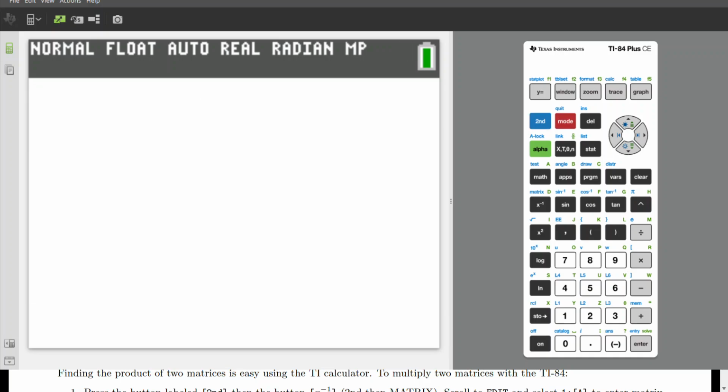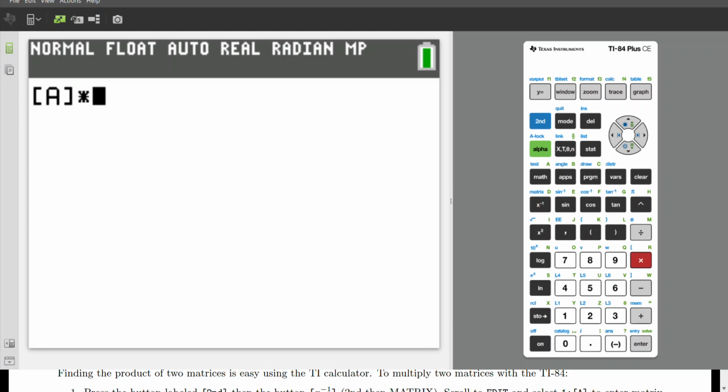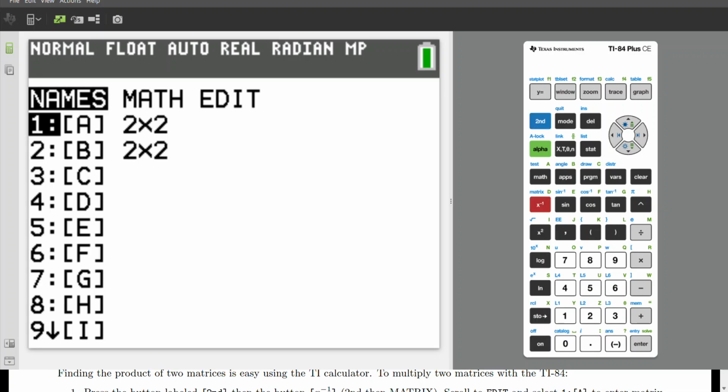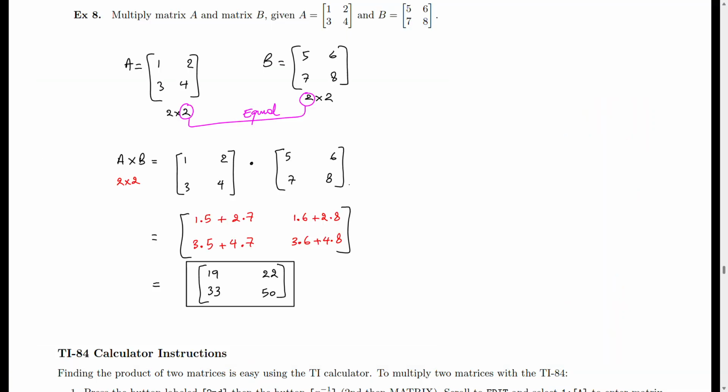So back on the main screen, I want to tell the calculator to multiply the matrices A and B for me. So what do I do? I go second matrix, but this time we won't move left or right. We will just put 1 for the matrix A, times, then again we enter the matrix menu, and then put 2 for matrix B. And then just click enter, and there you go. So 19, 22, 43, and 50. And by doing this, I just discovered that I think I had 33 instead of 43. So let me go back to my PDF form over here and change this to be 43 instead of 33. So you can see why it's useful to always check your answers.